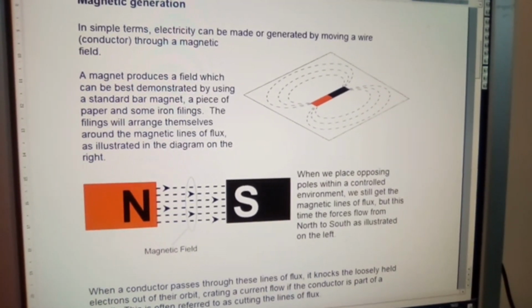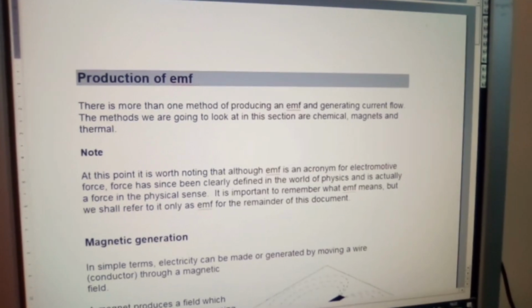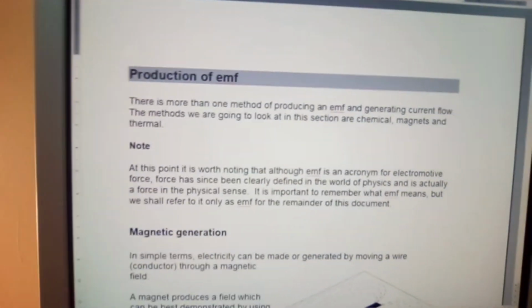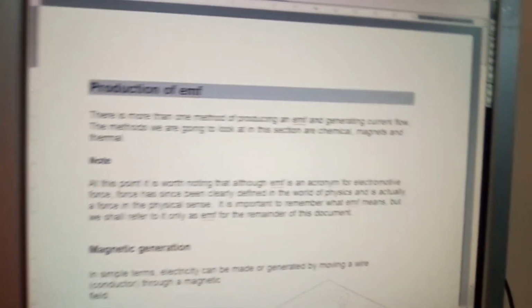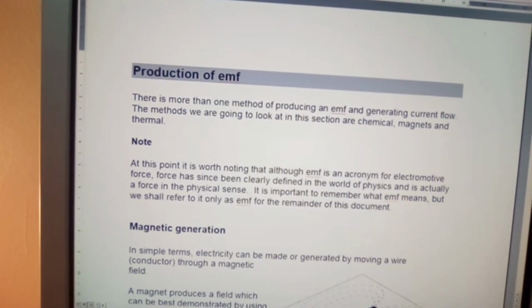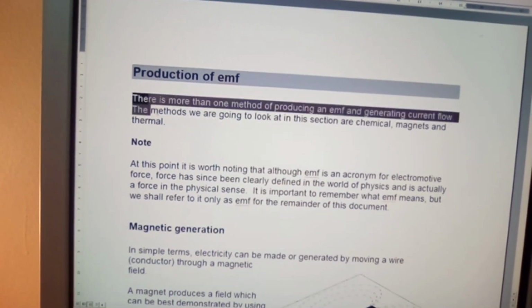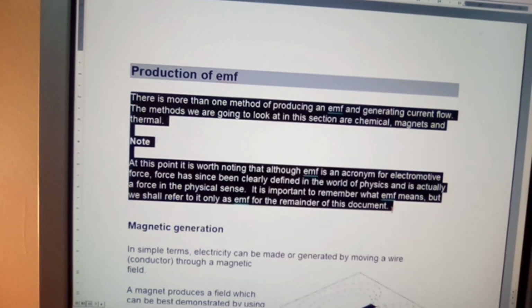Right. What am I looking at now? Let me just bear with me for a second. I'm going to have to try and get this, that the font size can be improved upon. Bigger. Okay.